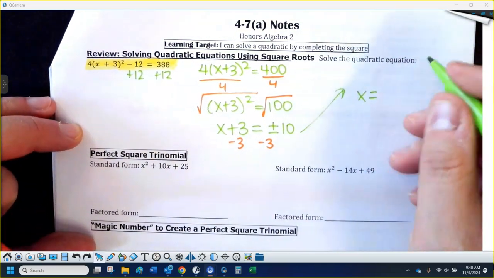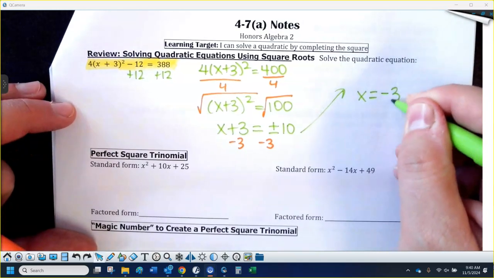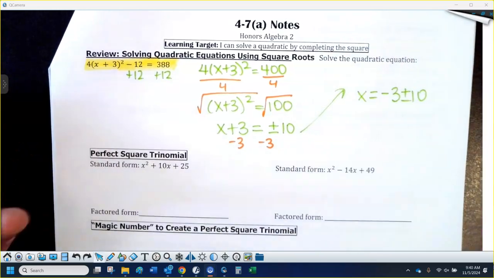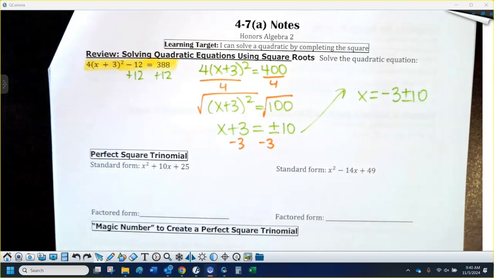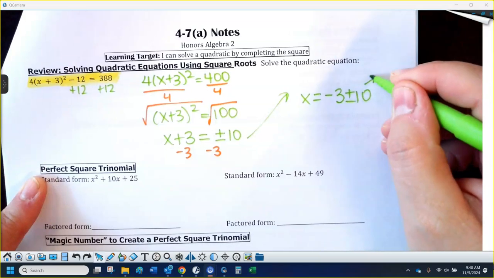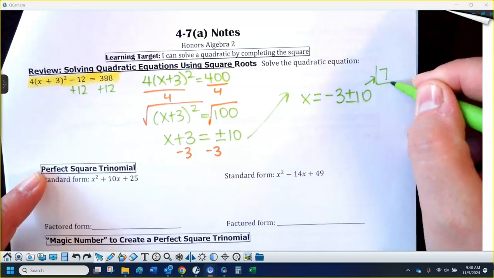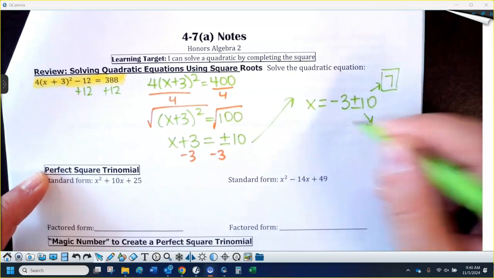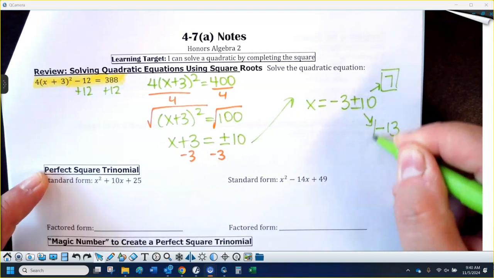Now, I had a couple of people do this on the quiz. This would be negative 3 plus or minus 10. If you leave it like that, I can't give you full credit because that can be simplified. If that was like 10 radical 2, you're done. Or if that was 10i, you're done. But if it's just 10, you can do negative 3 plus 10, that would be 7. And you can do negative 3 minus 10, that would be negative 13.